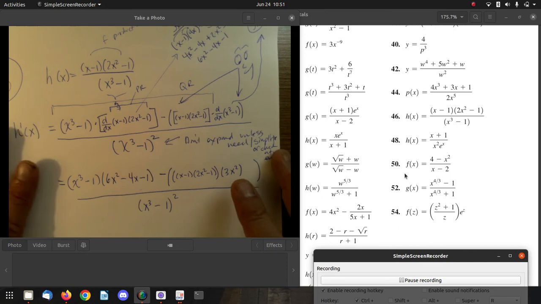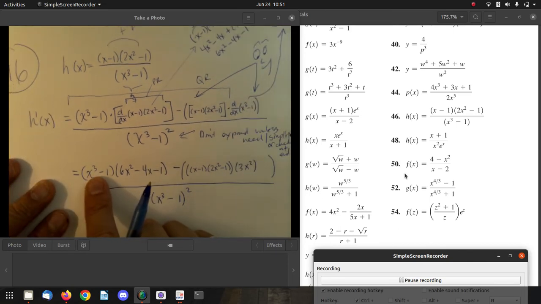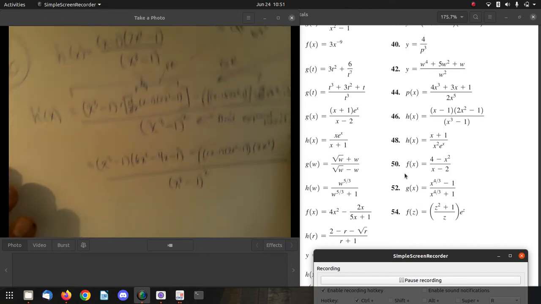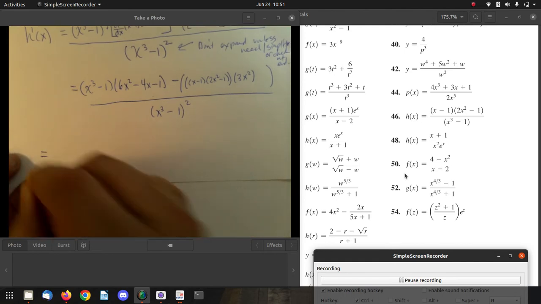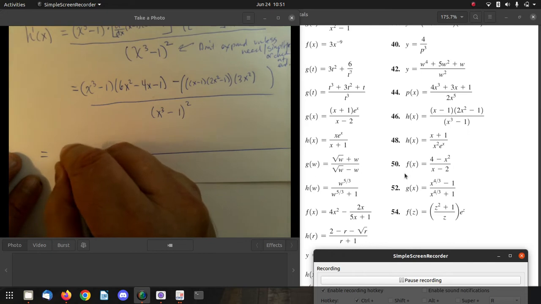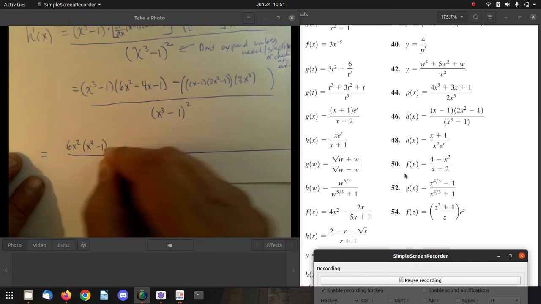It's unnecessary. Okay, so the next thing we're going to do is we have to multiply this x cubed minus 1 by every term here in the expression, giving us, I'm going to start way over here, nice big equal sign, 6x squared times x cubed minus 1.